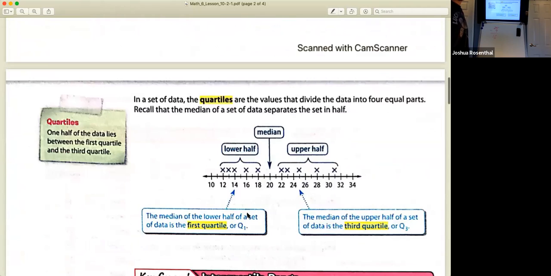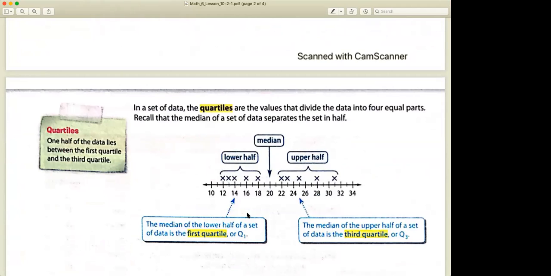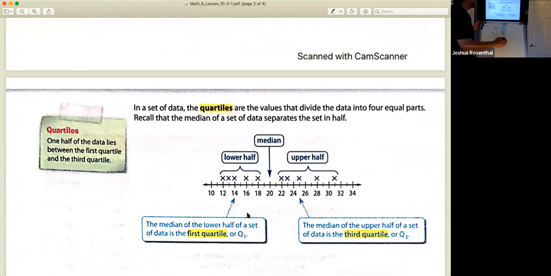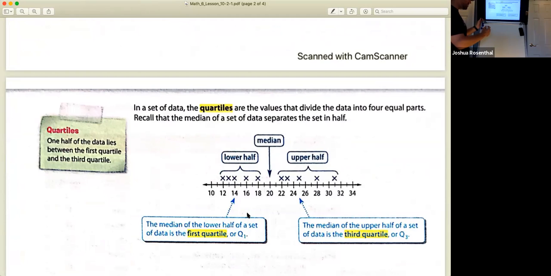We're going to talk about something called quartiles. All right, so if you look, it says in a set of data, the quartiles are the values that divide the data into, what do you think quartile, what's the prefix there? Quarters, right? So if you take a football game or a basketball game, the game has a starting point, right? That's going to be your minimum value. Then your game is whatever length your game is, that's when the game ends. Well, one of the markers that marks the game is the halftime, right?